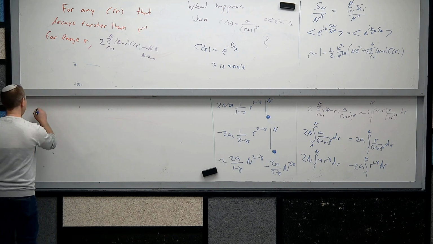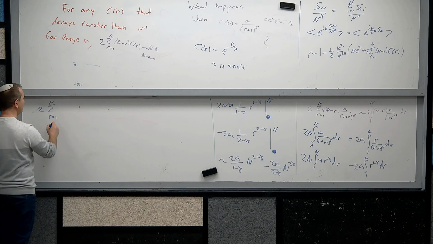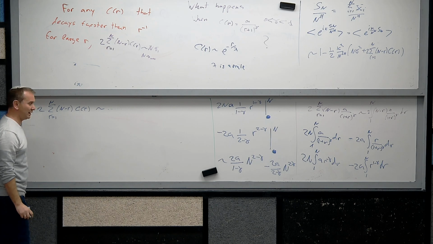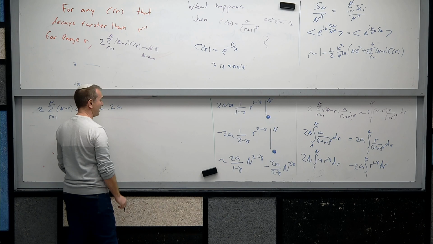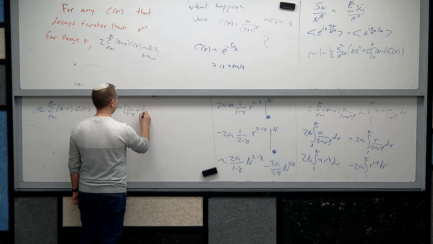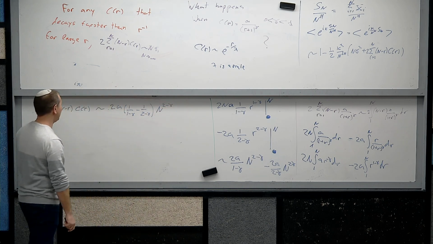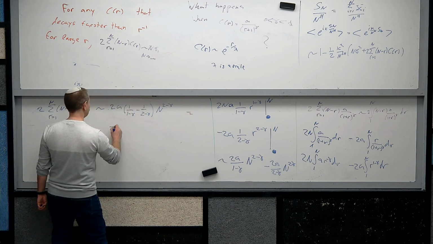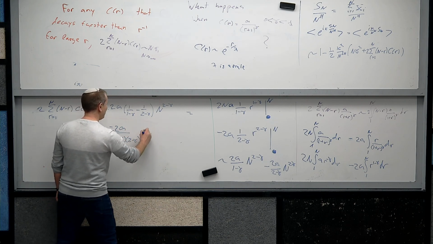Okay, so what we obtain is that the summation over r from 1 to n of (n minus r) times C of r is approximately, to leading order, 2a times [1 over (1 minus gamma) minus 1 over (2 minus gamma)] multiplied by n to the power 2 minus gamma. It's just 1 over the multiplication. Exactly, yeah. So it's 2a over (1 minus gamma)(2 minus gamma) times n to the power of 2 minus gamma.